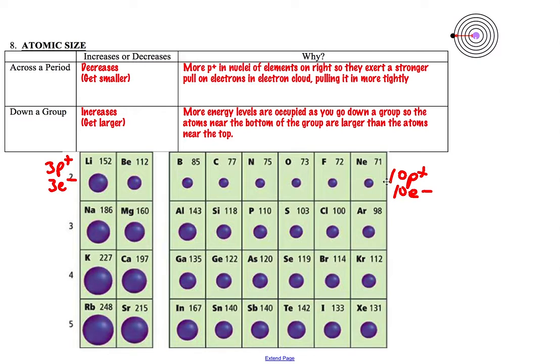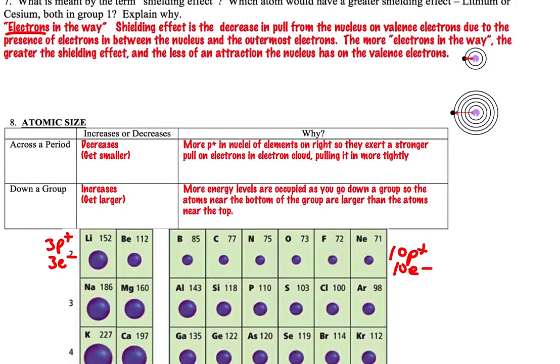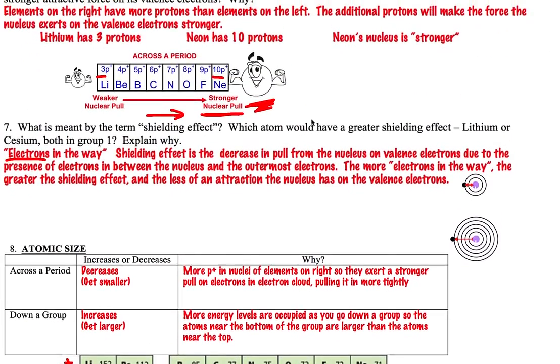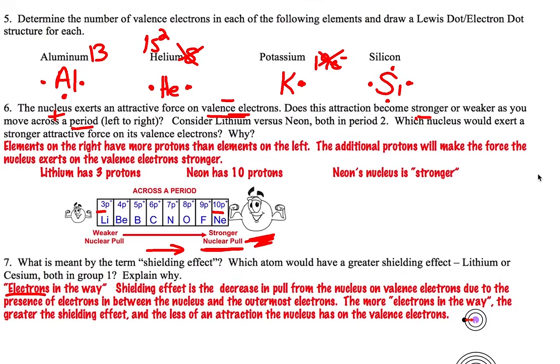So why on earth is this smaller than that? And the answer comes down to that nucleus. The nucleus on the right is stronger. So if you have 10 protons, yeah, the nucleus gets a tiny bit bigger, but the electron cloud gets pulled in tighter because this is a stronger nucleus than over here.